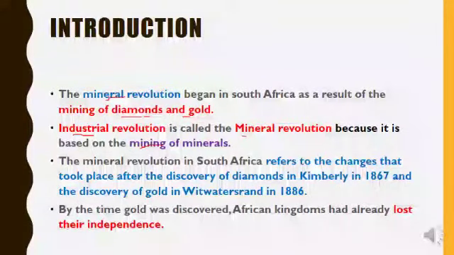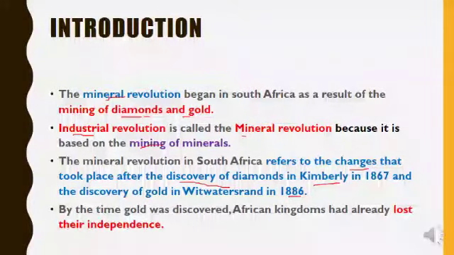The mineral revolution in South Africa refers to the change that took place after the discovery of diamonds in Kimberley in 1867 and the discovery of gold in Witwatersrand in 1886. So when these minerals were discovered in South Africa is when the mineral revolution started. It means before these minerals were discovered, it was only the agricultural revolution that was popular in the country. So after the discovery of diamond and gold is when the mineral revolution started.